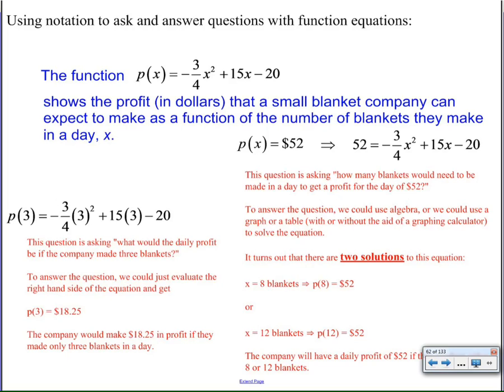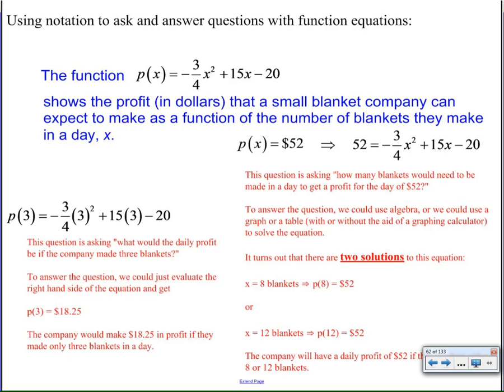So let's understand that p of x is itself an inseparable idea. It gives us the name of the function and the name of the independent variable, which will be followed by a rule in itself. Now sometimes we'll even have context, like in this case, p of x represents profit. So p of x is how much money I get to keep in my blanket company, depending on, it says, the number of blankets made in a day. So x represents the number of blankets made in a day.